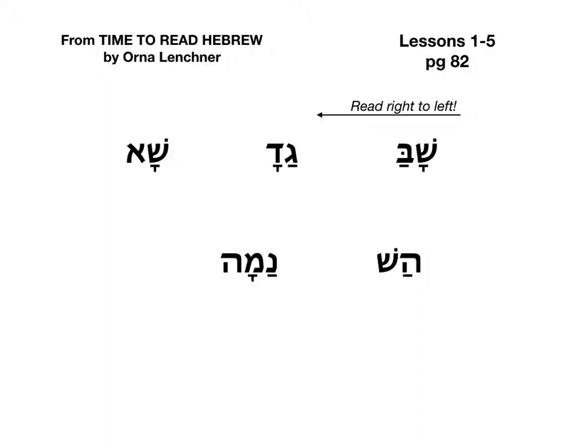The second sound in that first word is a bet with an ah. So this would read Shabbat. That's on its way to being the word Shabbat, isn't it? If you put a tav on the end.